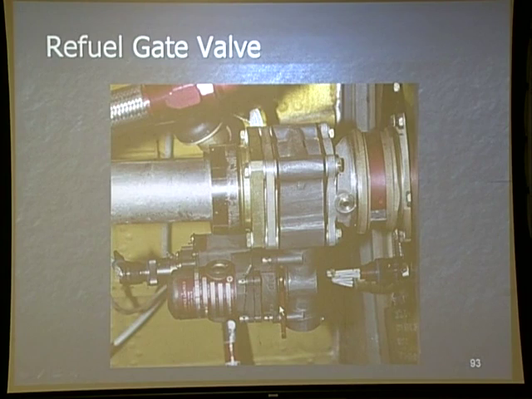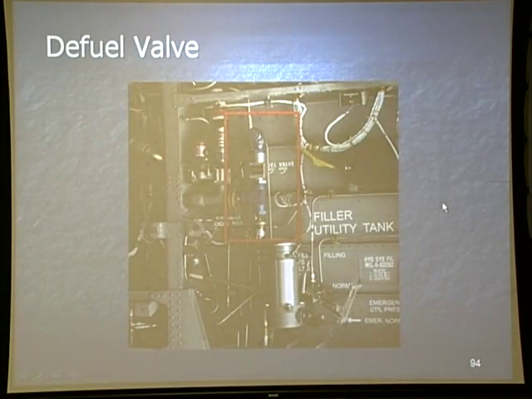And there's that fuel gate valve. Keeping in mind, this is actually in the aft inner tank area, which is why we can't look at it. Defueling nozzle, we already said that that's used to defuel the aircraft. Reality is we use it to steal fuel from the aircraft.